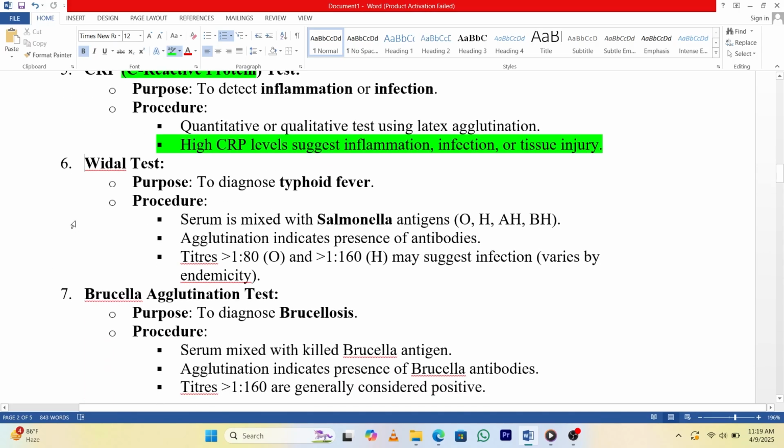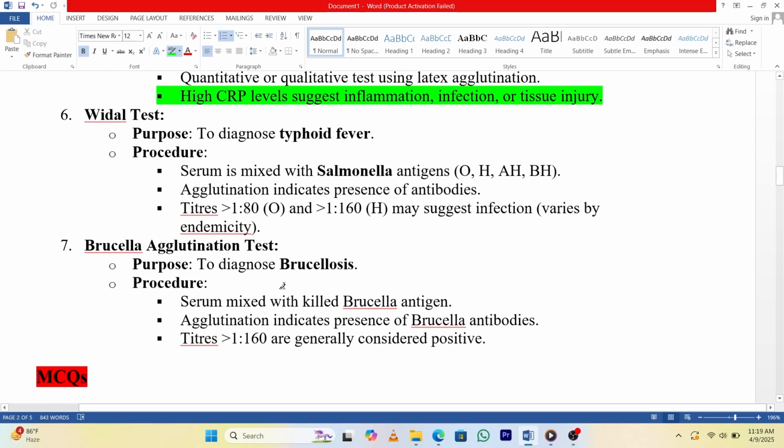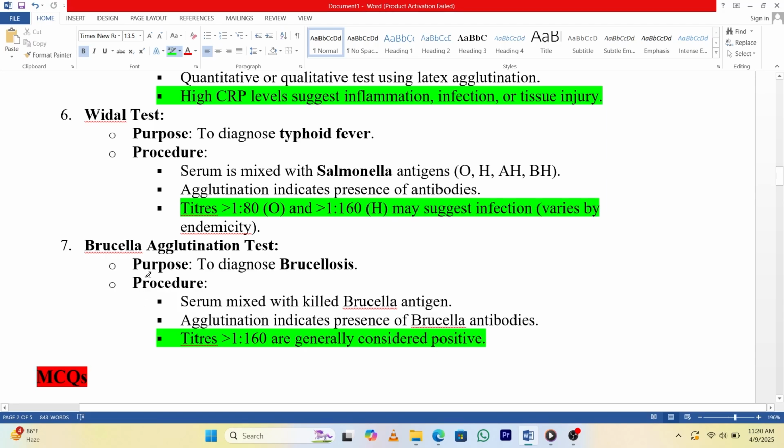6. Widal test. Purpose, to diagnose typhoid fever. Procedure. Serum is mixed with Salmonella antigens, O, H, A, BH. Agglutination indicates presence of antibodies. Titers of 1:80 for O and 1:160 for H may suggest infection, varies by endemicity. 7. Brucella agglutination test. Purpose, to diagnose brucellosis. Procedure. Serum mixed with killed Brucella antigen. Agglutination indicates presence of Brucella antibodies. Titers of 1:160 or more are generally considered positive.